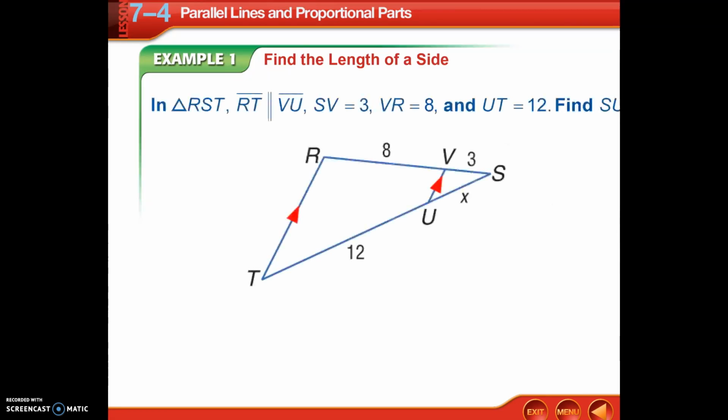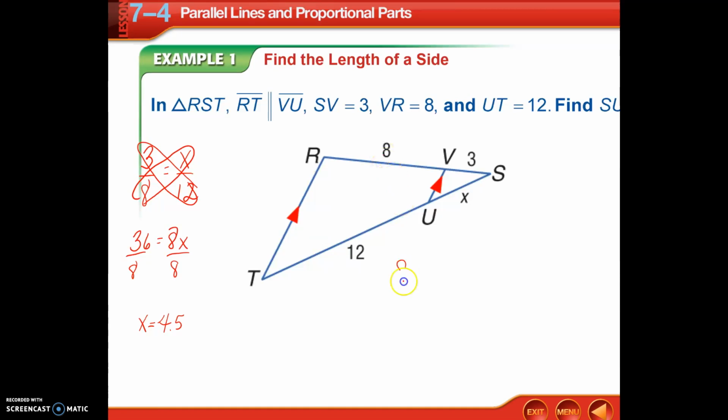So here's our first one set up, and we see that these lines are parallel by these markings here. So then that would mean 3 over 8 equals x over 12. So I did small to larger would equal small to larger. Then we can cross multiply. So 36 equals 8x, and then divide by 8. So x equals 4.5.